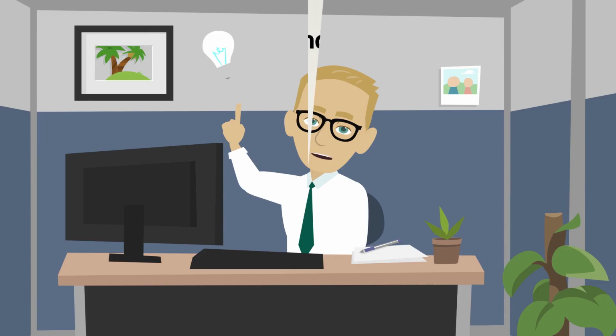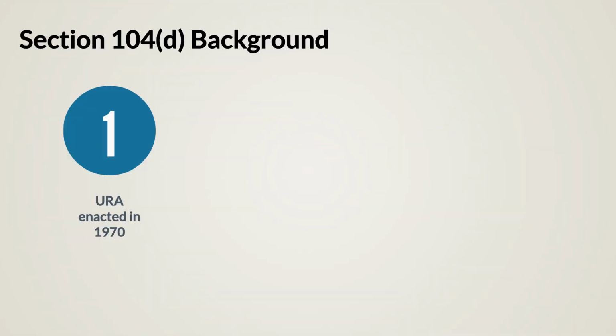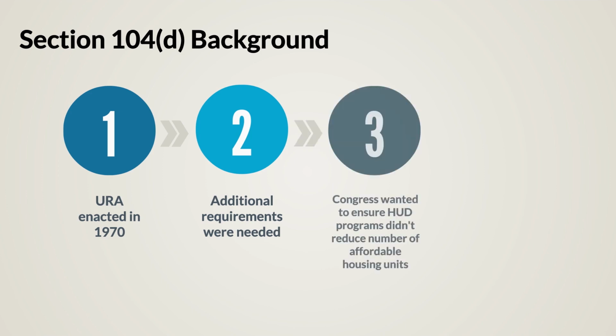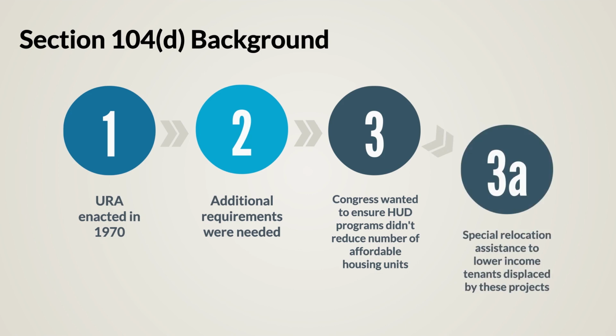Good question. Although the URA was enacted in 1970, it seems that Congress wanted to establish additional requirements which the URA didn't address. Apparently, they wanted to ensure certain HUD grant programs weren't reducing the supply of affordable housing by funding projects that demolish or convert affordable units. They also wanted to offer special relocation assistance to lower-income tenants displaced by those projects.